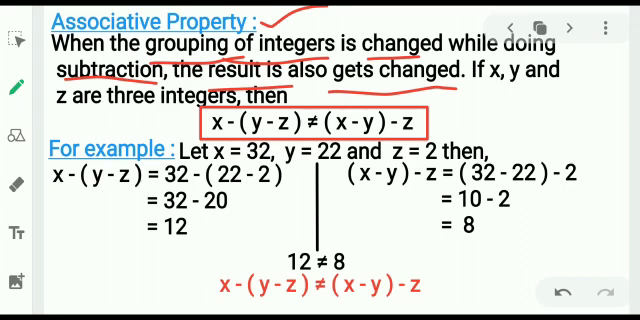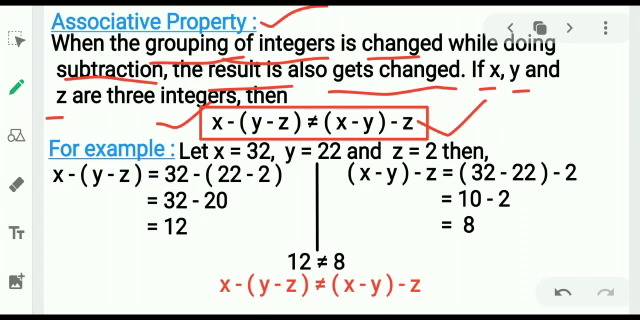Suppose we have three integers x, y and z. If we take x minus the group of y minus z, and we take the group of x minus y, minus z, they give different answers. Let us understand it with an example.